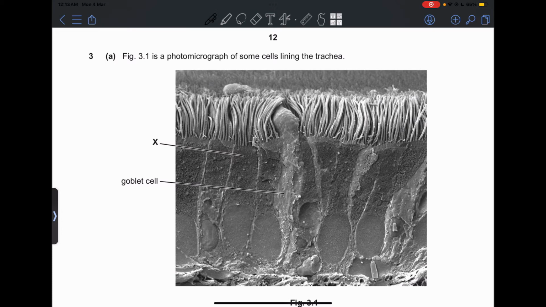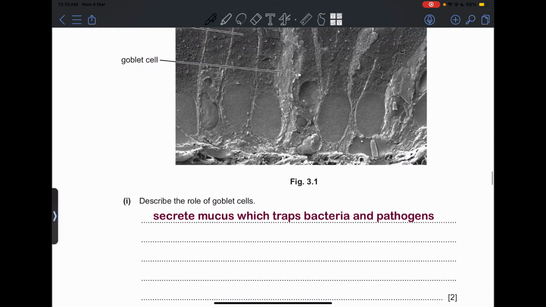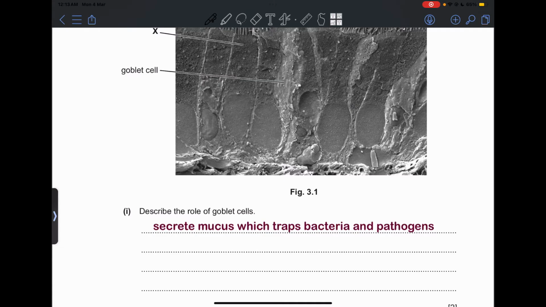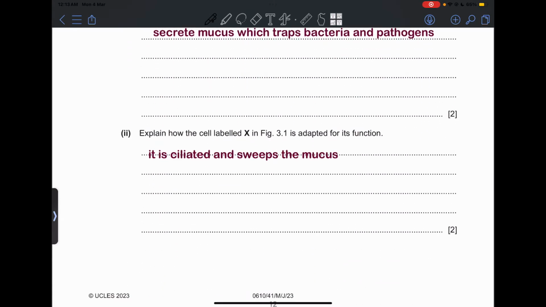Question 3a, figure 3.1 is a photomicrograph of some cells lining the trachea. Describe the role of goblet cells. We know that goblet cells secrete mucus, which traps bacteria and pathogens. Explain how the cell labeled X in figure 3.1 is adapted for its function.